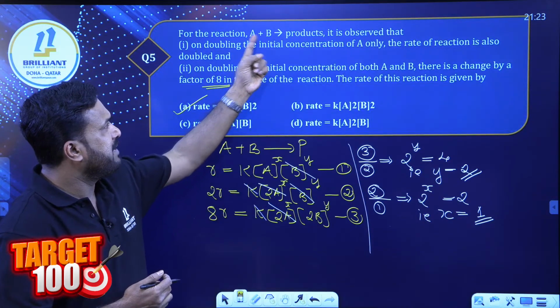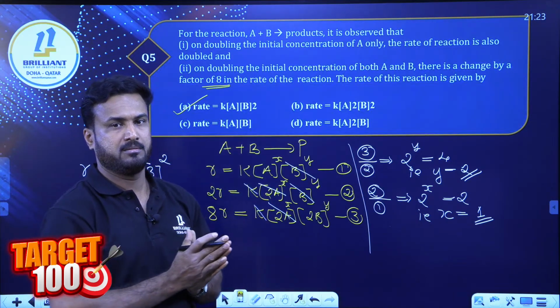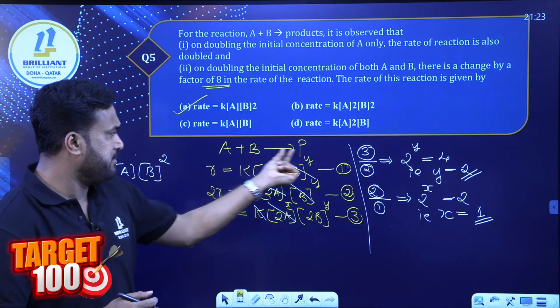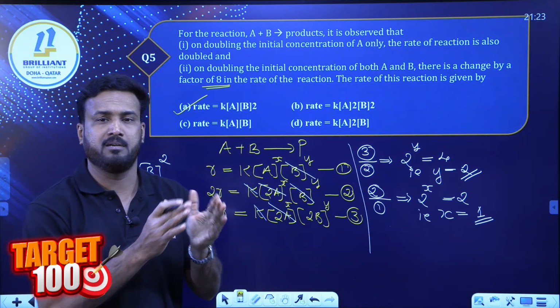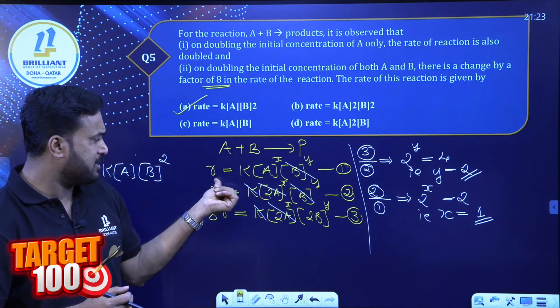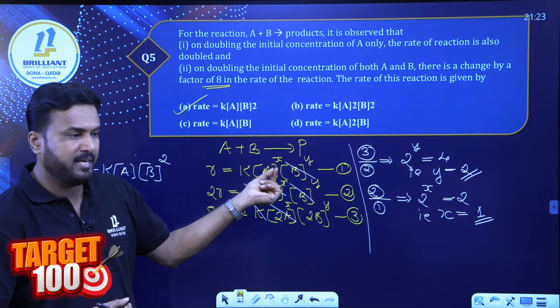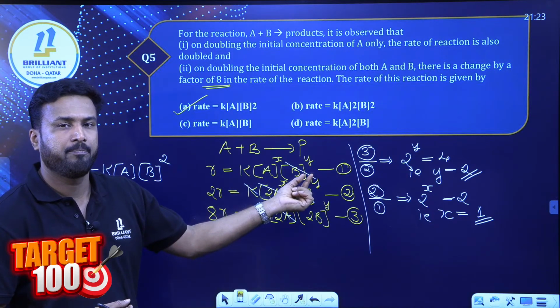So here what they gave, A plus B gives products, that is the equation. So the equation is A plus B gives P. Whatever the equation, we will be writing the rate law equation in general form. That general rate law equation I wrote: small letter r equal to K into concentration of A raised to X into B raised to Y.